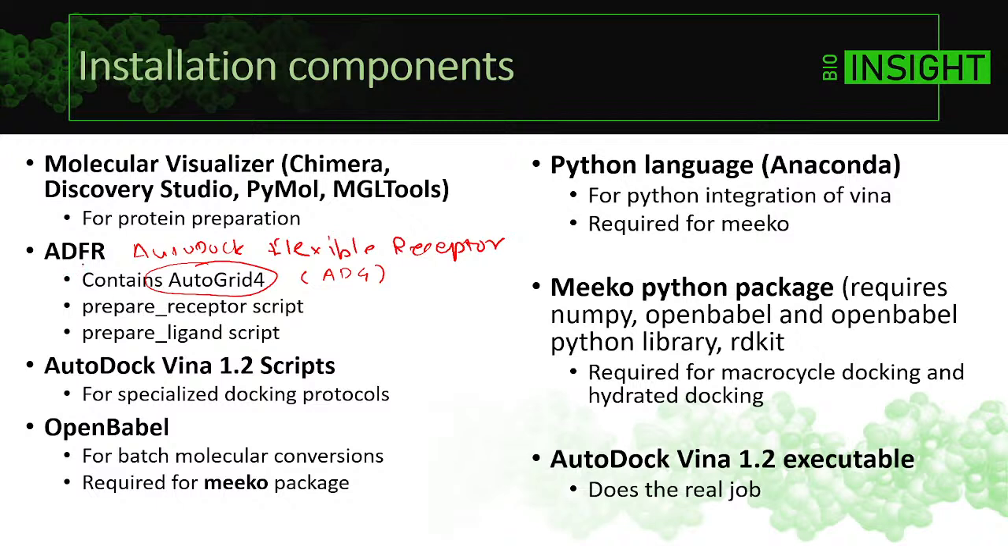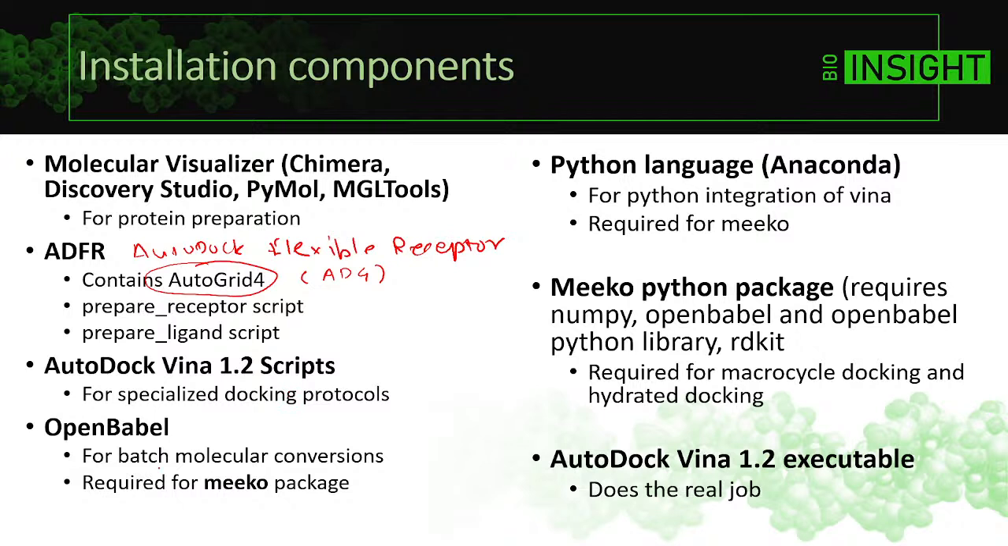And along with that, ADFR also has many additional useful tools, like AutoDock CrankPep, which is for peptide docking, and many others. I'll show you during the visualization of these tools. The next components you will need are the AutoDock Vina 1.2 scripts. For some specialized docking protocols, like the hydrated protocol or zinc metalloprotein protocols, AutoDock Vina 1.2 comes with some pre-written scripts to make your life easy, which can be downloaded from their GitHub page. I will show you that as well. But for simple general docking, you may not need all of these.